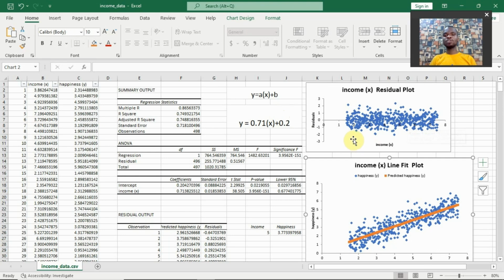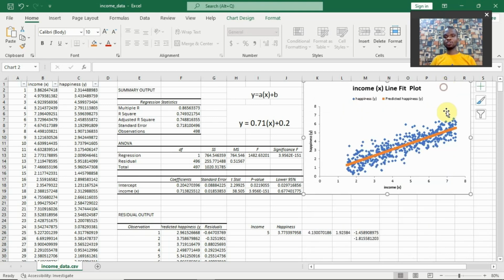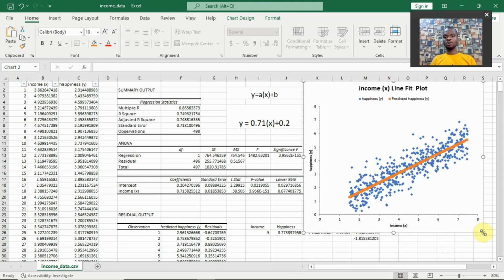Secondly, if you see a recognizable pattern in your residual plot, it's also an indication that it is not linearly related. So this is me trying to bring our thoughts together. We also said that our line of fit can also help us to predict what our dependent variable is going to be.